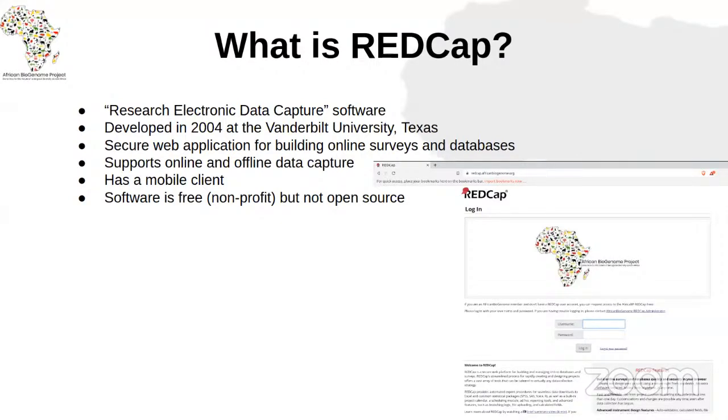I think the word databases here is slightly misunderstood. It's not a document management or a genomic database management tool of sorts. It's really just a collection of text and survey type data. So very text-based. The system is online and offline as well. The offline interface is managed through a mobile client that's then uploaded once it connects to the online website. REDCap itself is free for nonprofit organizations, but it's not open source. So to get a license, you need to enter into an agreement with REDCap at Vanderbilt itself.